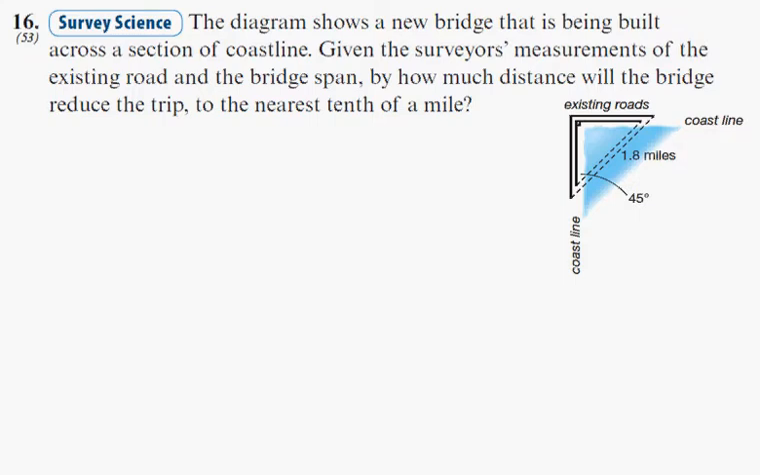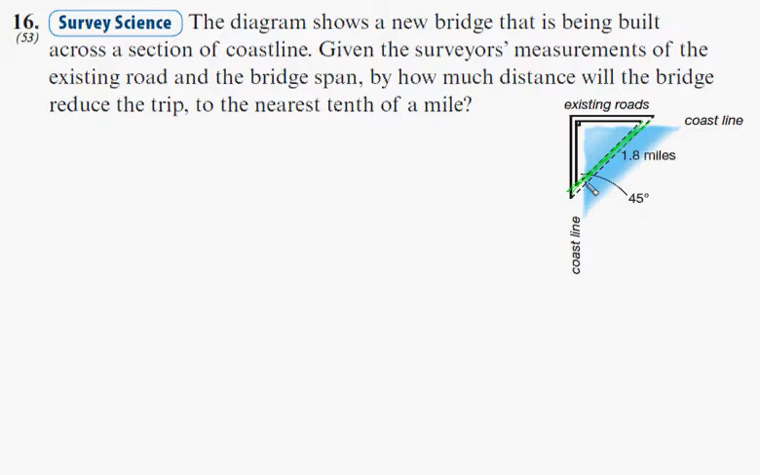Many times, knowing how to interpret the problem is by far the hardest part. So let's take a look at this. It says that the new bridge is being built across a section of coastline. So here is the new bridge, in case you aren't certain of that. Let me make it green. Here's the new bridge right here, okay?